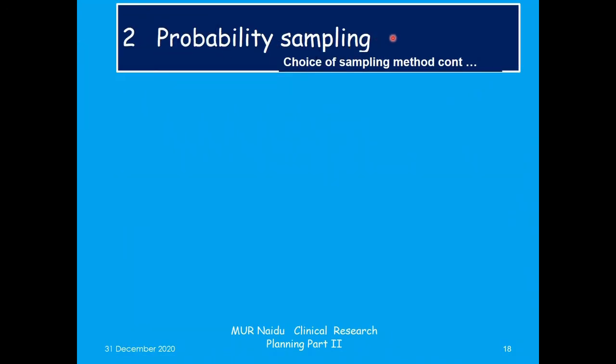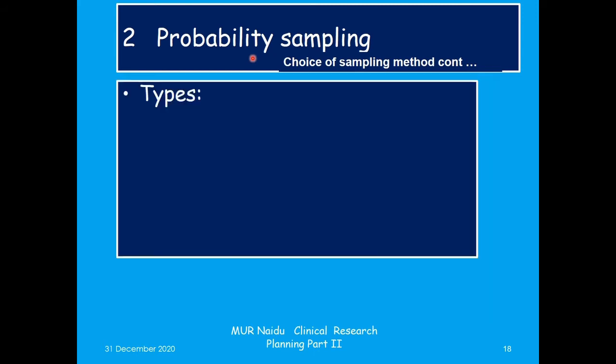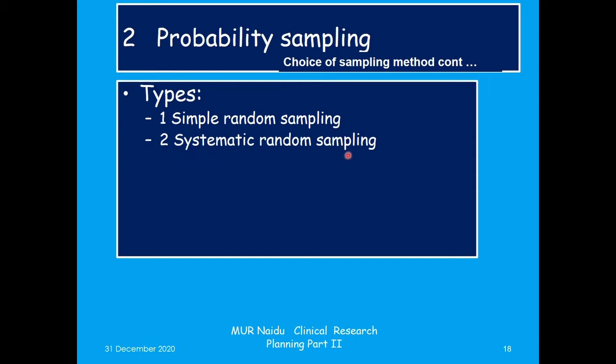Second is probability sampling. This is more popular and commonly used in clinical research. What are the types? Number one is simple random sampling. Second is systematic random sampling. The third is stratified random sampling, where you stratify the participants into different groups depending on various factors like obesity or gender or smoking, non-smoking, like that.